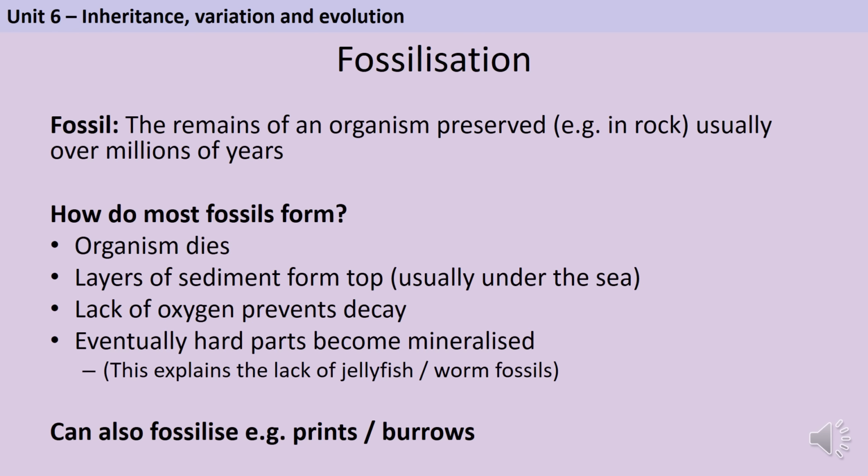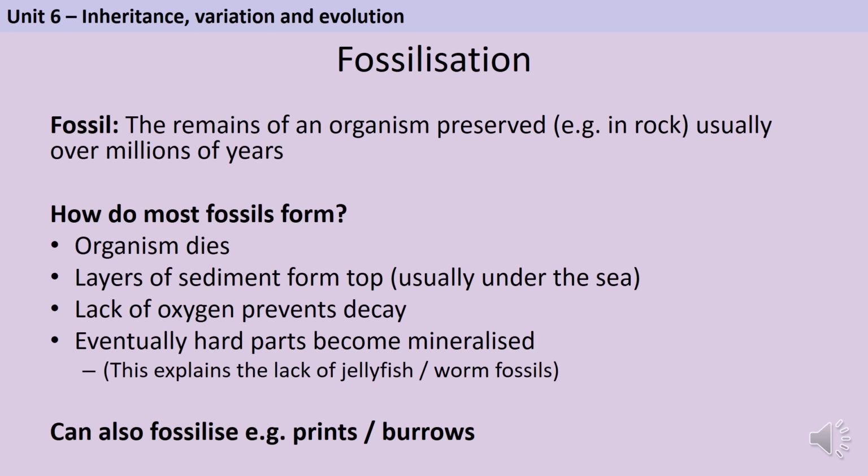When we're trying to learn about extinct species, the fossil record is really, really important. And it's really useful for studying evolution because we know that the deeper down in the rock we find a fossil, the older that rock probably is, and therefore the longer ago that species was alive. So when we say fossils, we mean the remains of an organism that have been preserved, usually in rock, but sometimes in ice or in amber, and usually over millions of years.